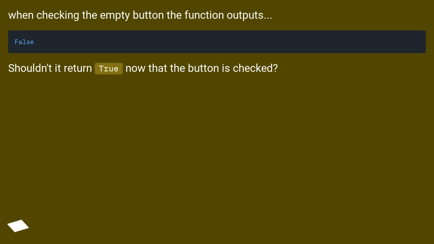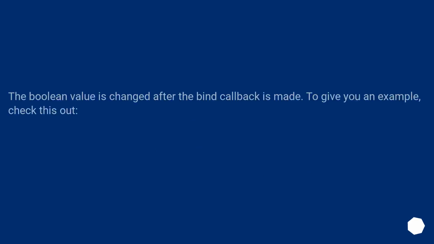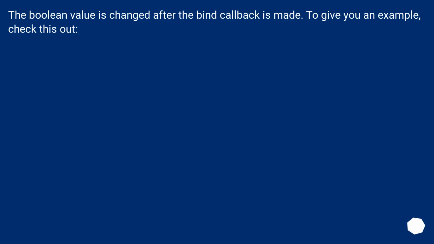When checking the empty button, the function outputs false. Shouldn't it return true now that the button is checked? The boolean value is changed after the bind callback is made. To give you an example, check this out.